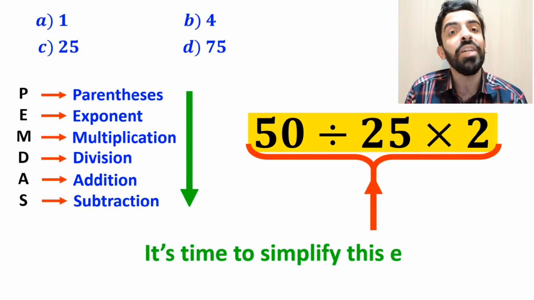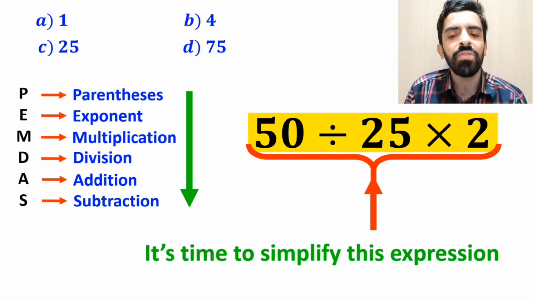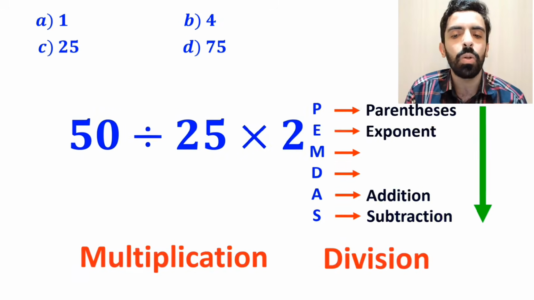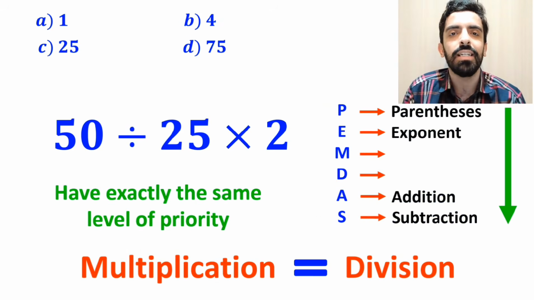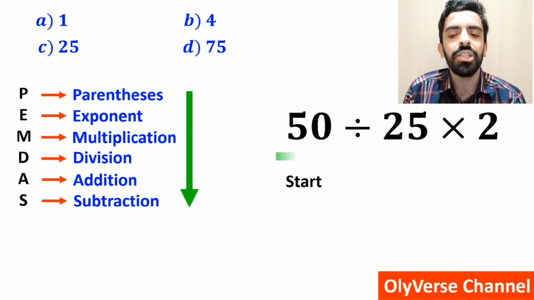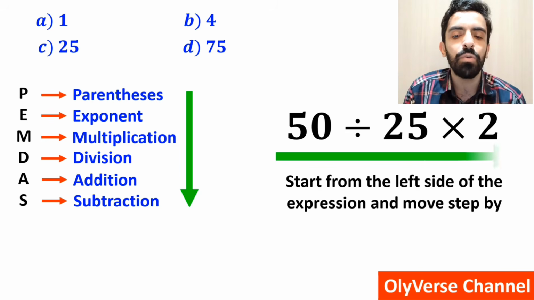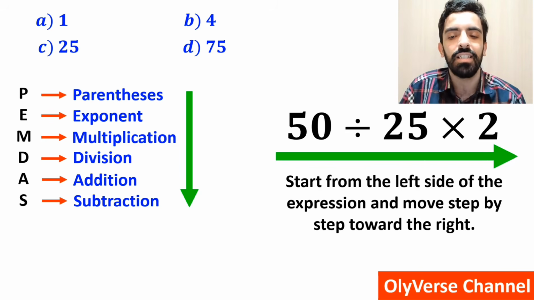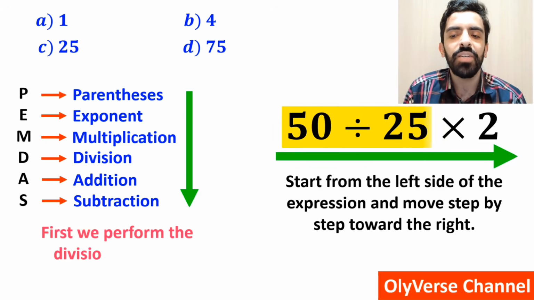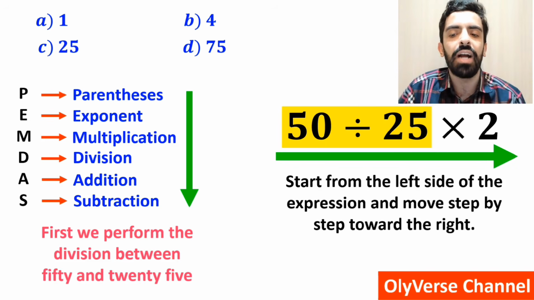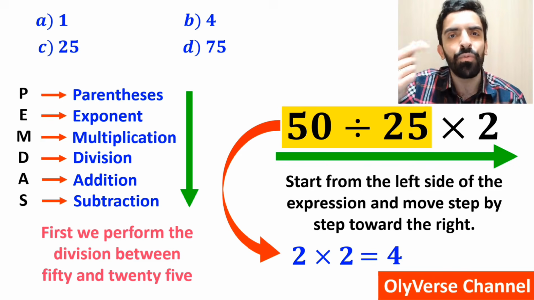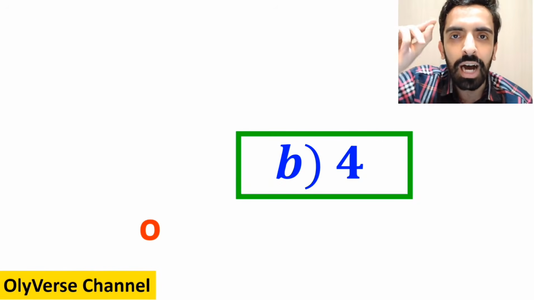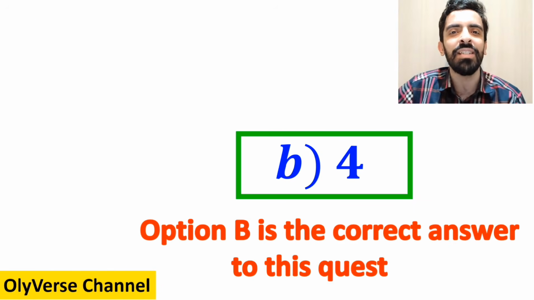Now, it's time to simplify this expression. It's very important to note that in the PEMDAS rule, multiplication and division have exactly the same level of priority. In this case, all we need to do is to start from the left of the expression and move step by step toward the right. So, first we perform the division between 50 and 25, which simplifies this expression to 2 multiplied by 2. And finally, the value of this expression will be 4. Therefore, option B is the correct answer to this question.